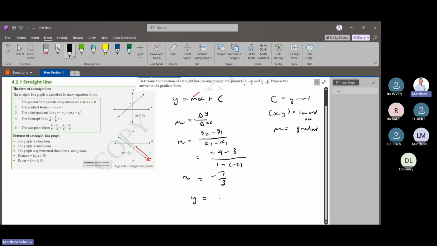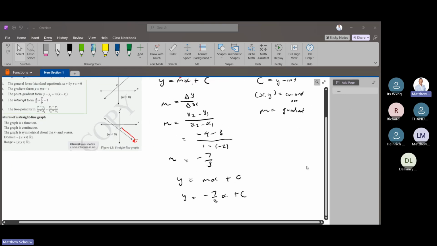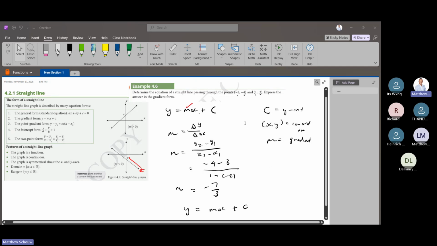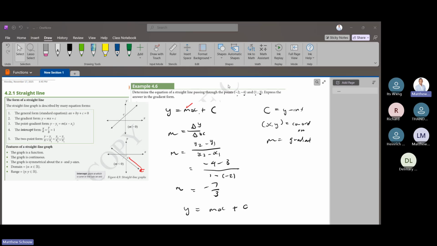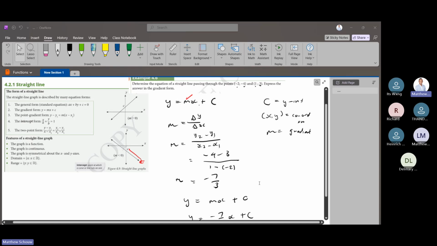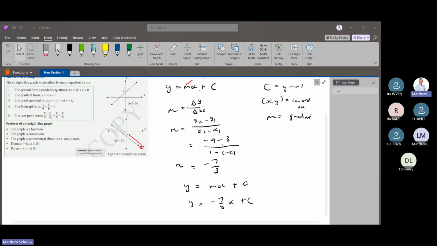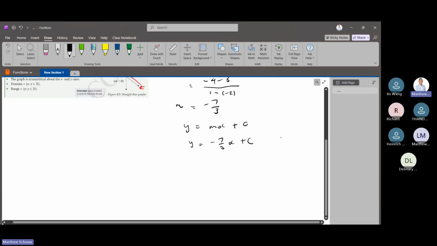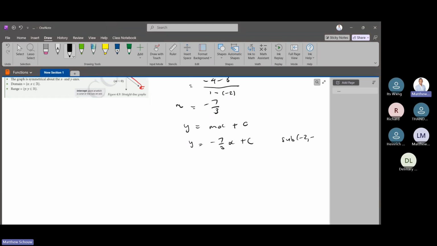So y equals mx plus c, our m is given as -7 over 3 x plus c. So what we're finding is c here. There are steps on how to remember this, but it's hard to articulate properly given the short time. All we have to do is substitute either one of those points, and you'll get the same c value. So let's take the first one. We're going to sub in -2 and -4.